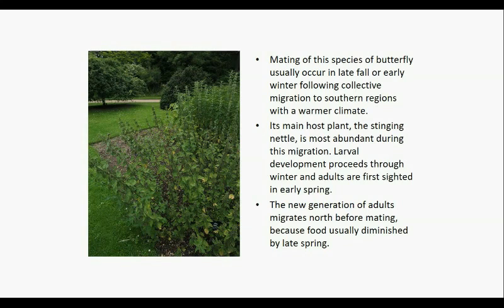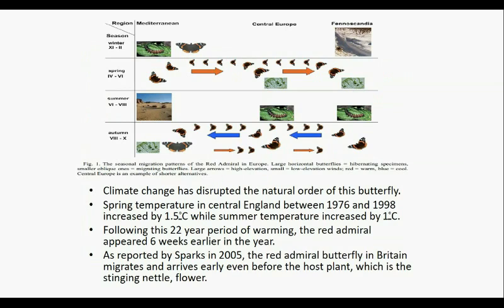butterflies usually occurs in late fall or early winter, following collective migration to southern regions with a warmer climate. Its main host plant, the stinging nettle, is most abundant during this migration. So larval development proceeds through the winter, and adults are first sighted in early spring. The new generation of adults migrate north before mating because food usually diminishes by late spring. So climate change has disrupted the natural order of these butterflies.